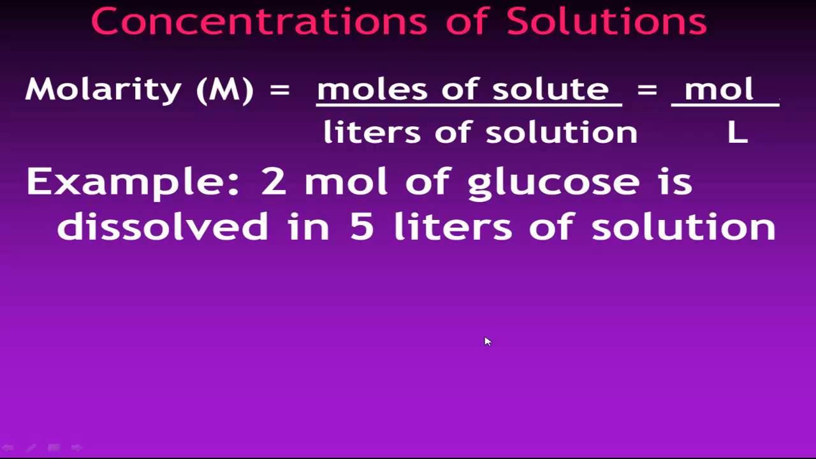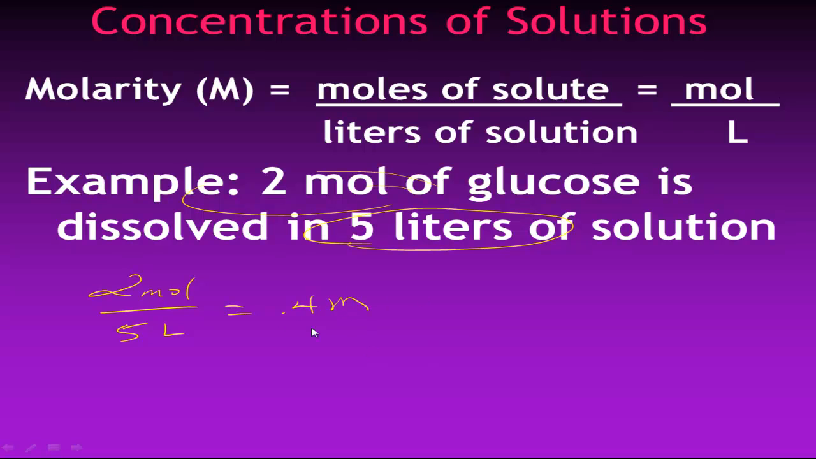So here's our first problem. 2 moles of glucose is dissolved in 5 liters of solution. So here's my moles, here's my liters. So I just have 2 moles divided by 5 liters, and that gets me 0.4 molarity. Often what we would say is 0.4 molar, like that. The capital M stands for molarity, and that is the proper number of sig figs. I have 1 sig fig in my problem and 1 sig fig in my answer.